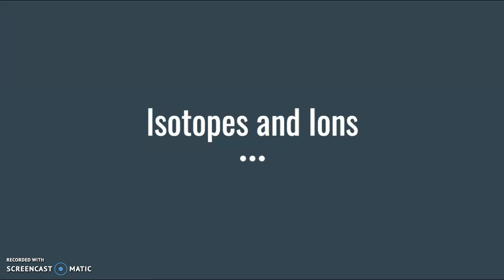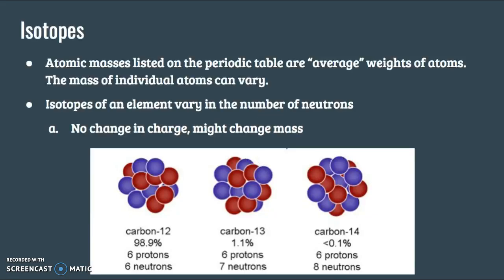So these are two different variants on any of our elements. The first one we're going to talk about is isotopes. Isotopes are the variations of the number of neutrons in our elements, okay? Now, what does that mean?